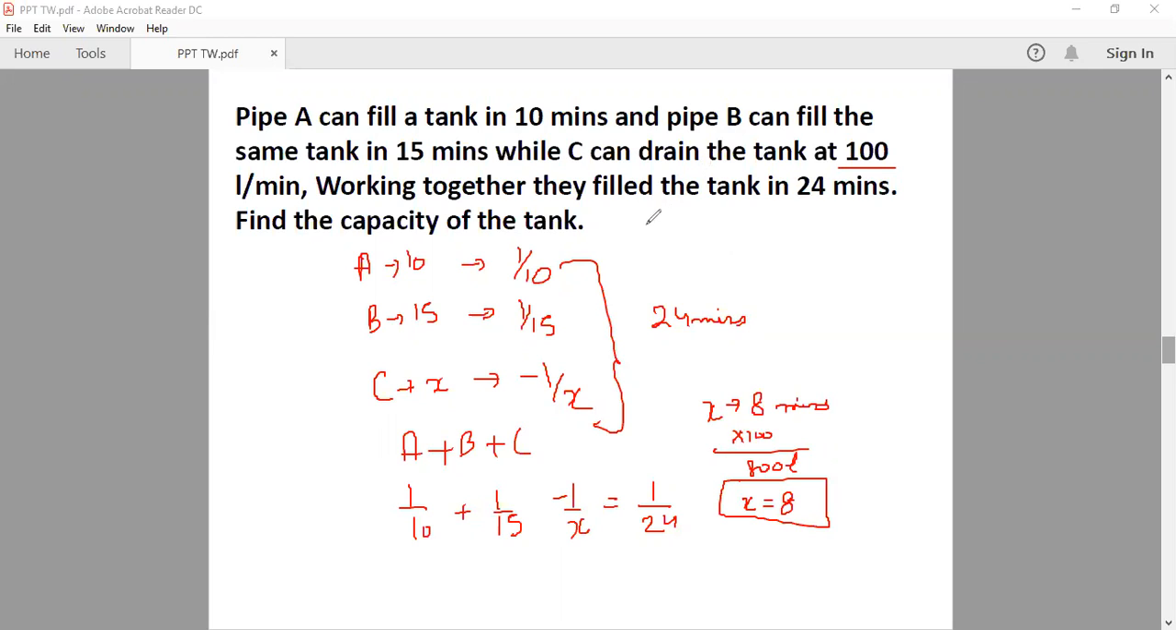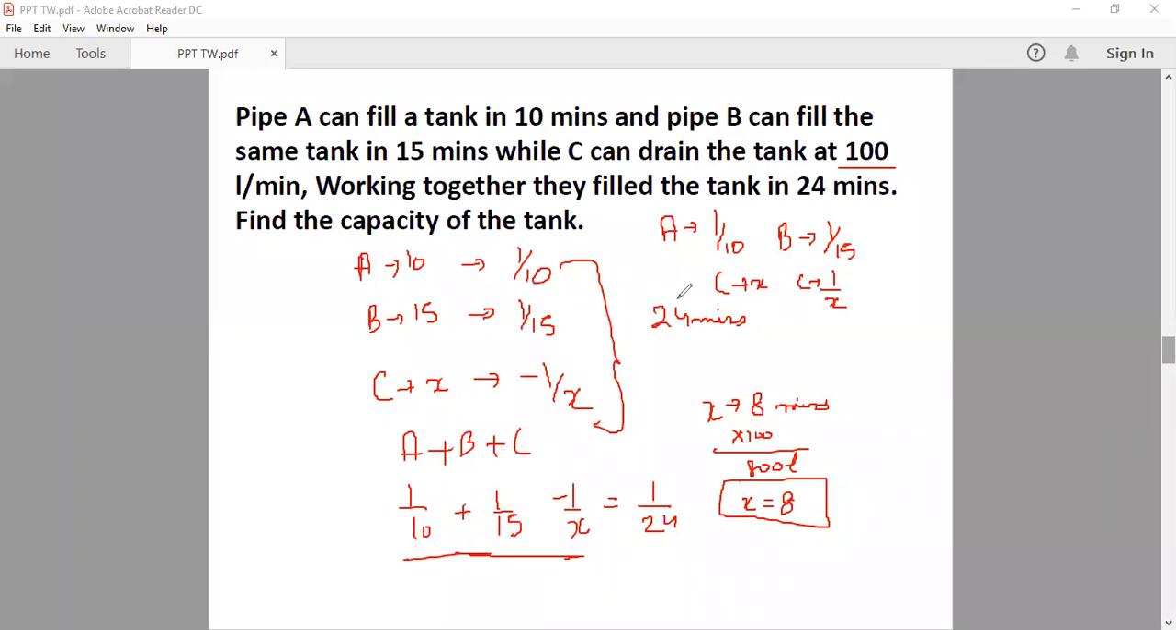हमें दिया हुआ है कि A काम करता है 10 दिन में, तो A एक दिन में कितना करेगा? 1/10 करेगा. सिमिलरली B अगर करता है 15 दिन में, तो B एक दिन में कितना करेगा? 1/15. अब C के लिए मैं मान लेता हूँ कि वो x मिनट्स में ड्रेन करता है, तो C एक मिनट में कितना करता होगा? 1/x करता होगा. A प्लस B प्लस C, 1/10 प्लस 1/15 माइनस 1/x. Okay, taking -1/x.